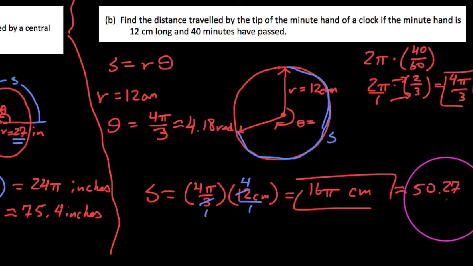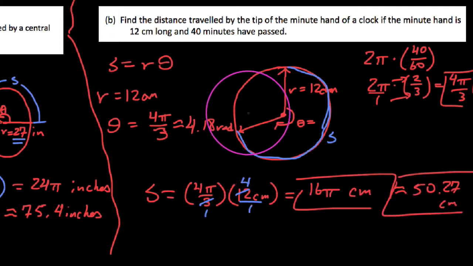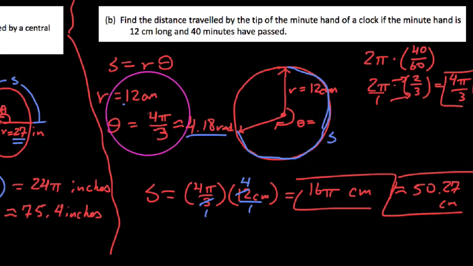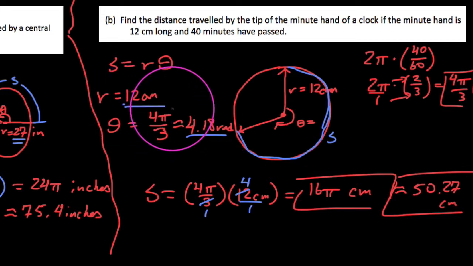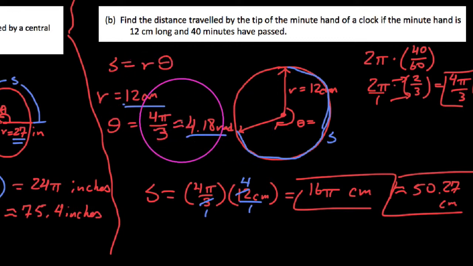We want to label this in centimeters. So this is our approximate value, but is this within reason? Yeah, it's totally within reason, because what we were saying again was that 4.18 of these 12 centimeter lengths fit into the outside of this, and 4.18 of these 12s would be about 50.27. So that's how you determine the arc length of a circle with a central angle theta and a radius r. Cheers.